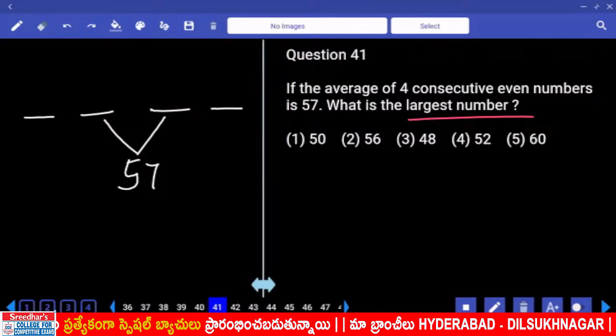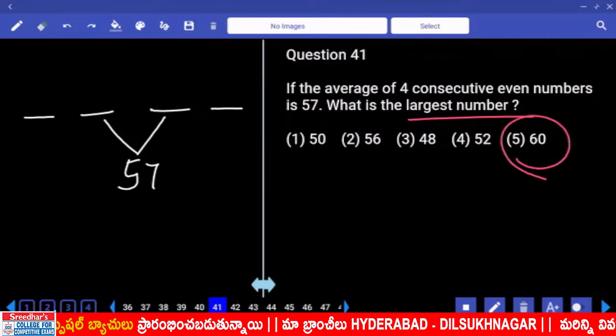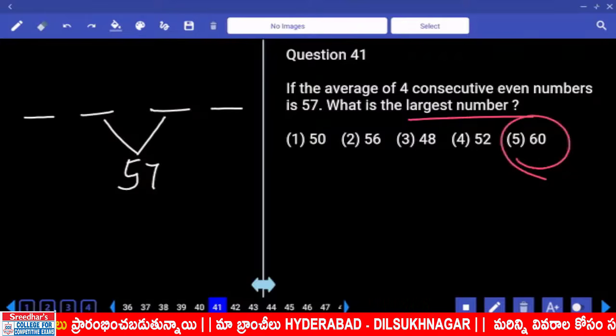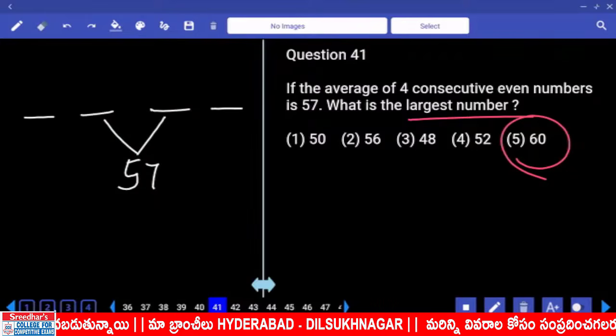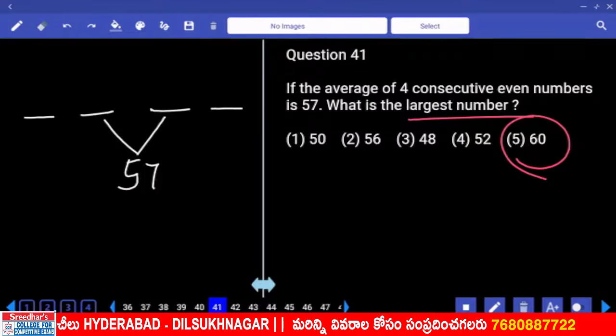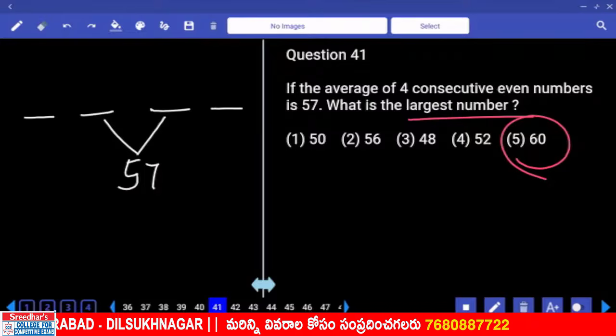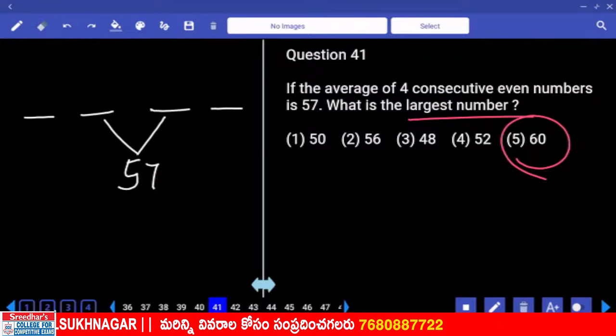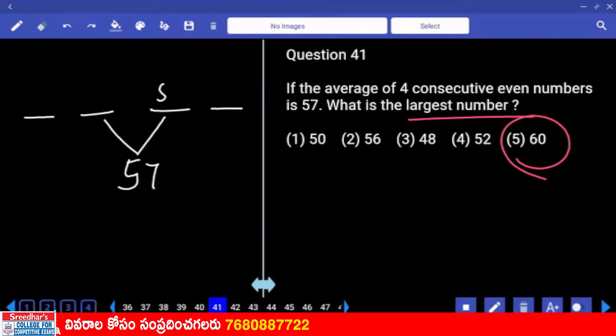Answer is already done, actually. Largest will be definitely more than average, and there is only one number which is more than 57. Need not solve this question at all. It should be bigger, right? If you form numbers, this is 58 and next is 60.